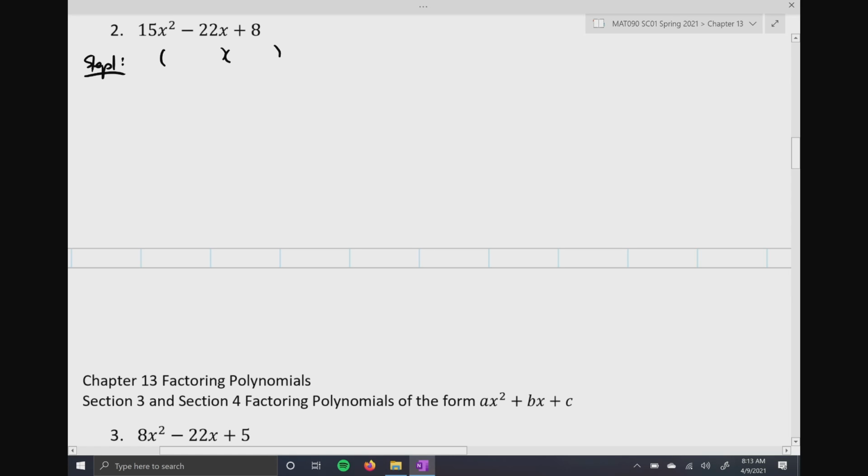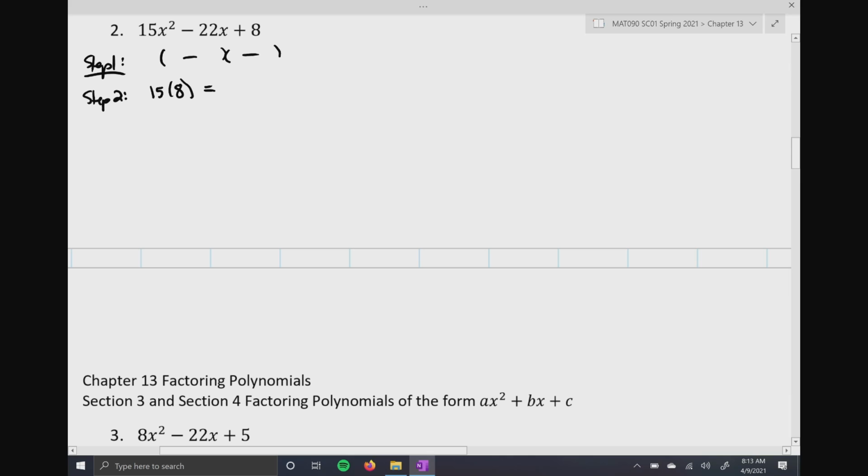There is no GCF. I copy the first sign down, and I know a negative times a negative equals a positive, because I want that positive 8 at the very end. Okay? So there's step 1. Step 2, we're going to take 15 times 8.